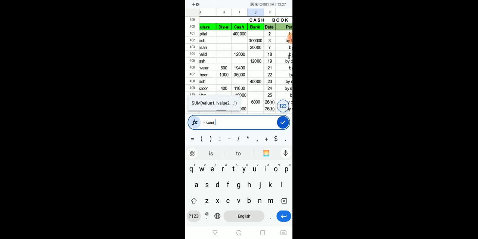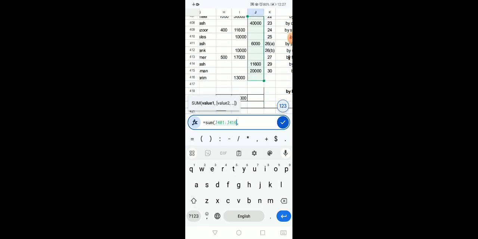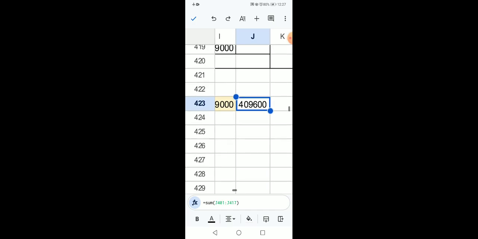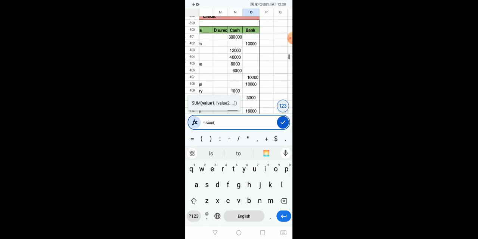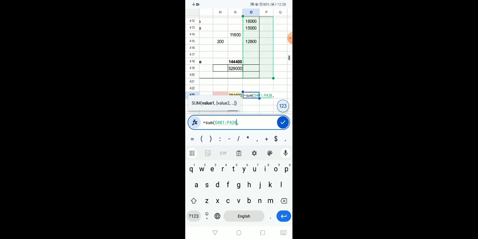First step is what? Sum of all amounts present on the debit side of the bank. Here we have all amounts, we have summed them up and we have got the answer. This is the sum of the debit side. Same you will repeat for the sum of the credit side of the bank. So here we have all the amounts present on the credit side of the bank and we have got the total amount.